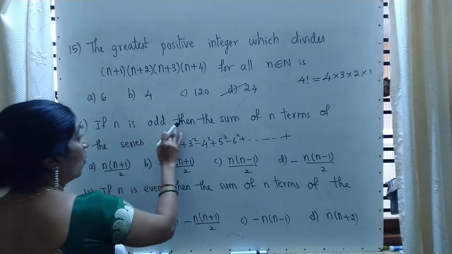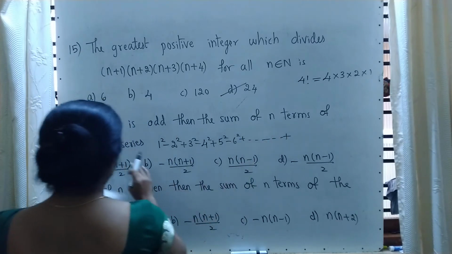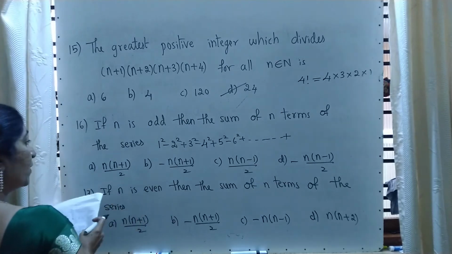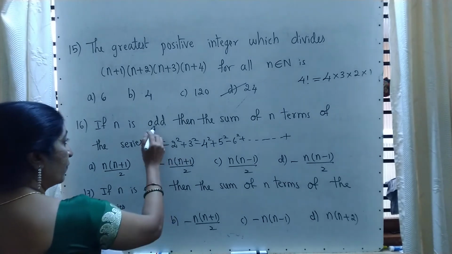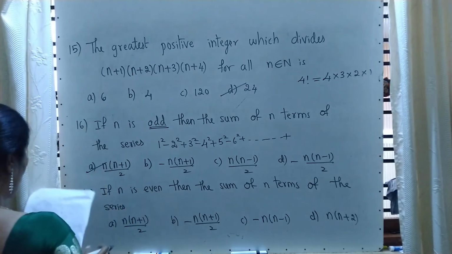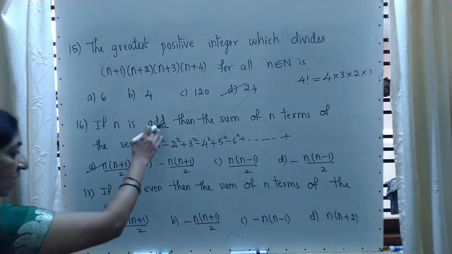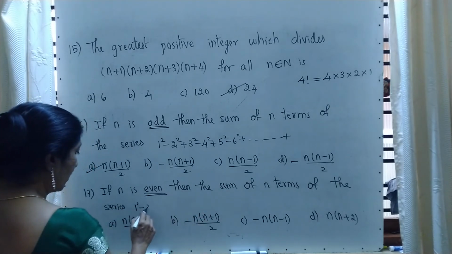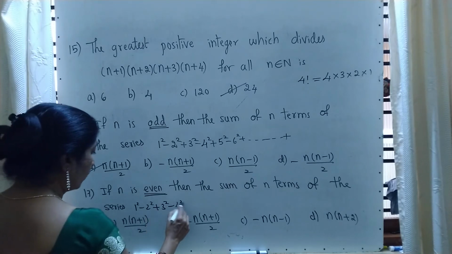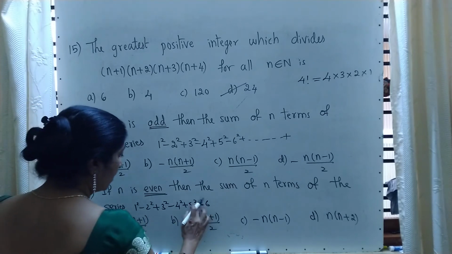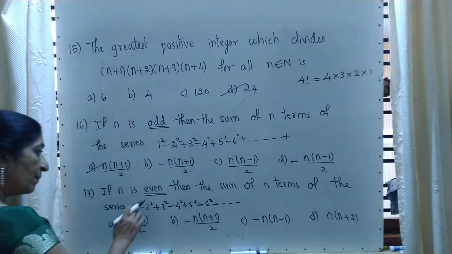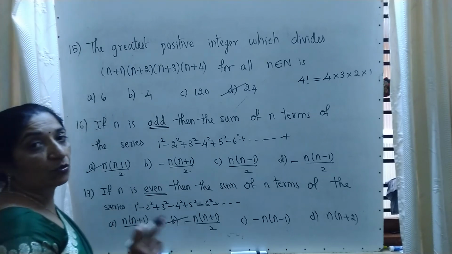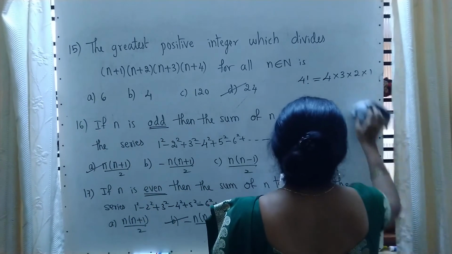If n is odd, then the sum of n terms of the series. See the terms, they are squares but they have alternate signs. If they are alternate terms, plus minus, and n is odd, the answer is n into n plus 1 divided by 2. The same question here, but here n is even. The same alternate terms, 1 square minus 2 square plus 3 square minus 4 square plus 5 square minus 6 square plus continuation. The same, but it is even. At that time the answer is the same answer with the opposite sign, minus n into n plus 1 divided by 2. Moving to the next question.